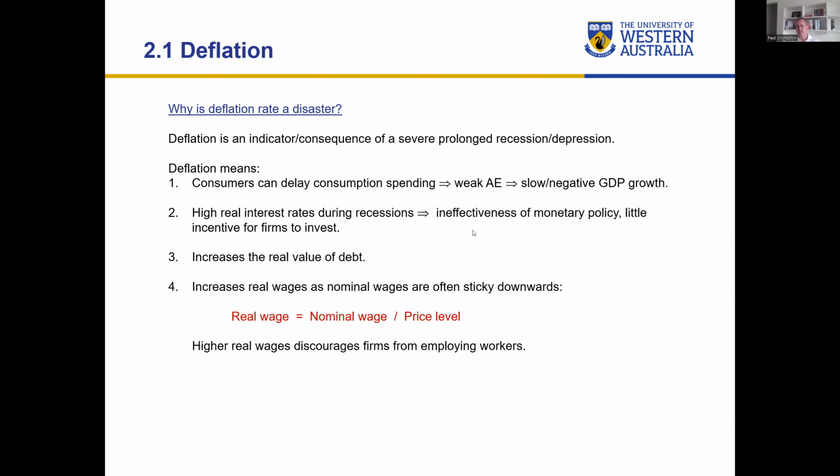real interest rates. So if you have deflation, if the nominal interest rate can go no lower than 2%, and that's, say, the nominal interest rate on mortgages, it implies a very high real interest rate when you have deflation. That makes monetary policy very effective. At the same time, there's little incentive for firms to invest.